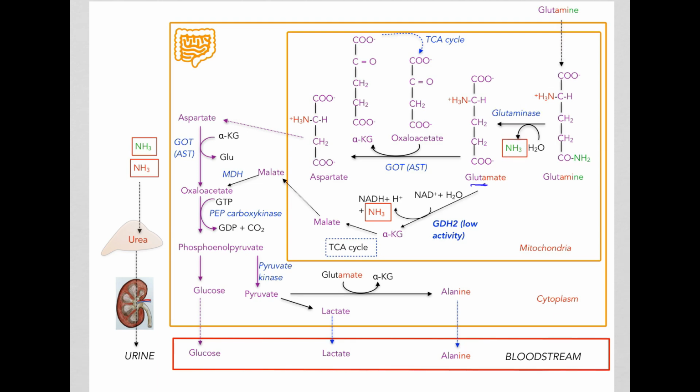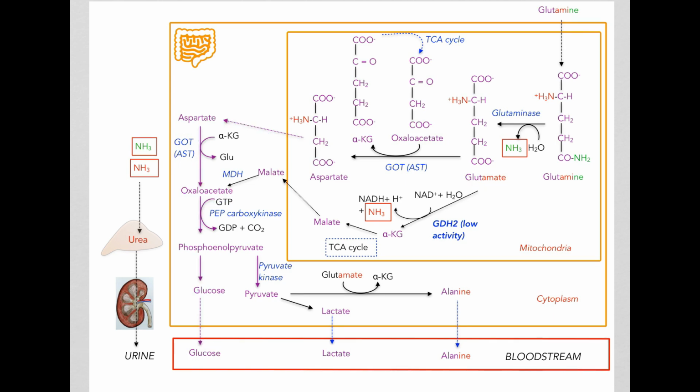The glutamate then goes through a transamination reaction catalyzed by AST, basically reacting with oxaloacetate, giving you alpha-ketoglutarate and aspartate. This aspartate is then transported out of the mitochondria, and then it undergoes the same GOT or AST reaction, giving you back oxaloacetate. This oxaloacetate is then converted to glucose, which is then sent out into the bloodstream. So this is where the gluconeogenesis happens, and the small intestine can also contribute to glucose levels in the blood.